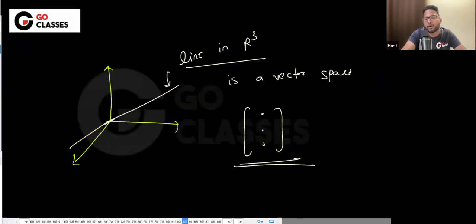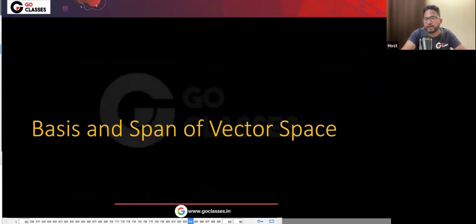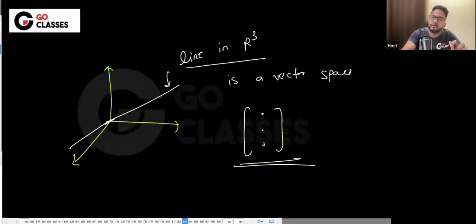Okay. So now I hope a little bit of the vector space is okay to everyone, right? That what is a vector space? So essentially, can anyone tell me in just one line what is a vector space?